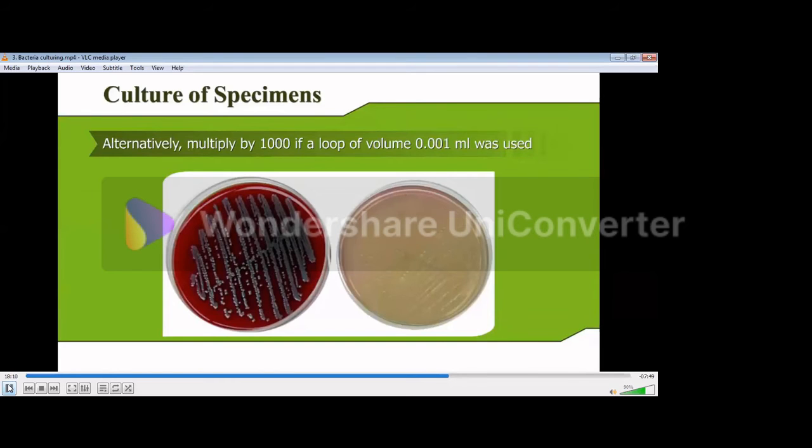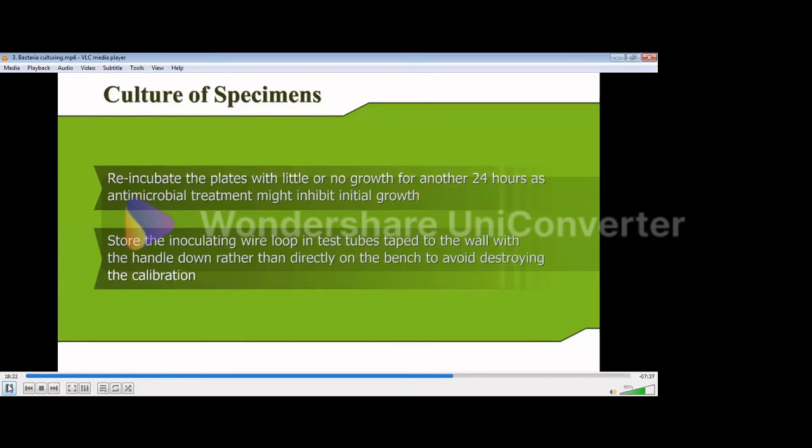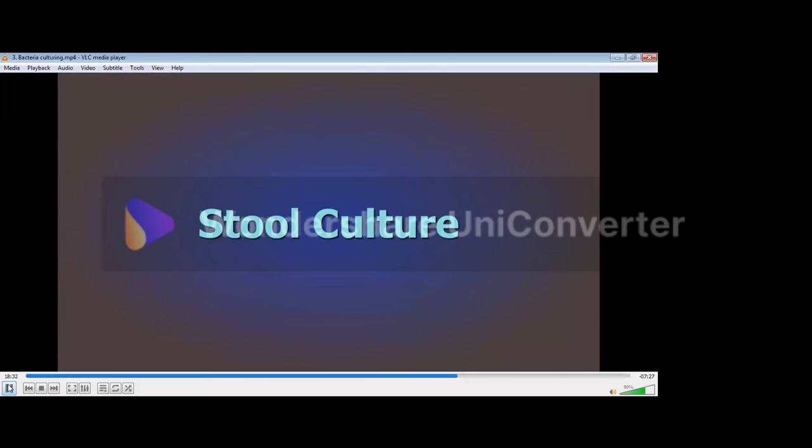Re-incubate the plates with little or no growth for another 24 hours, as antimicrobial treatment might inhibit initial growth. Store the inoculating wire loop in test tubes taped to the wall with the handle down rather than directly on the bench to avoid destroying the calibration.